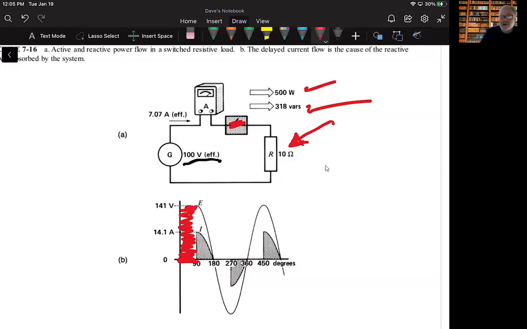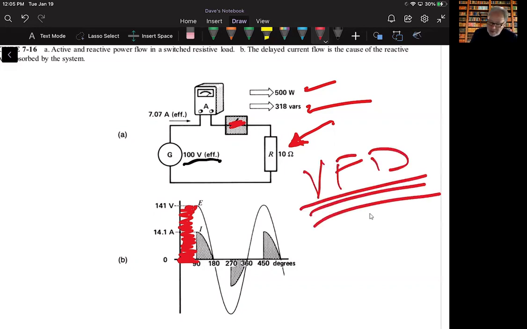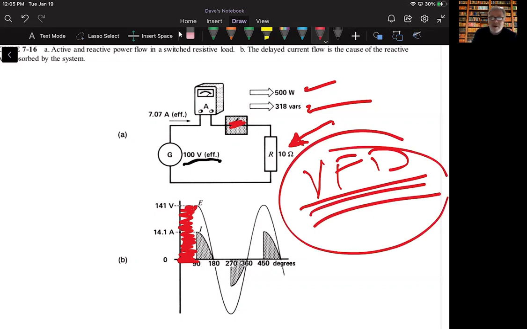Of course, we're not going to get to chapter 30, but that's an area where we look at variable frequency drives where this switching occurs. And that is something that we will very much be involved in. Okay, that's it for this one.